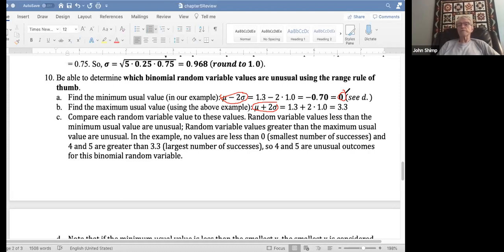So 0 to 3.3 are going to be considered usual. And unusual values would be ones that are less than 0, but there are none, or ones that are bigger than 3.3, and those are 4 and 5. So 4 and 5 are unusual. If we ran this little experiment, if we took this test of 4 multiple choice questions and guessed on every one, it would be unusual. I don't know if it's highly unusual or not. Let's go back and look at the probabilities, but hang on a second. I'll finish this thought first. It would be unusual for us to get 4 or 5 correct.